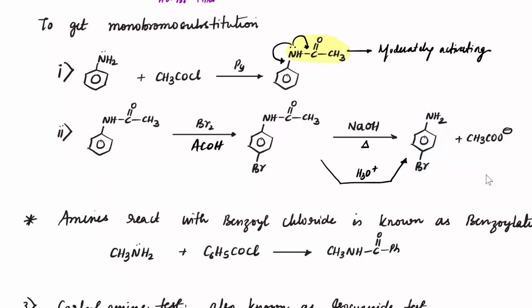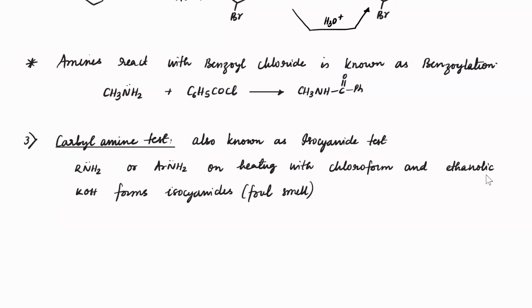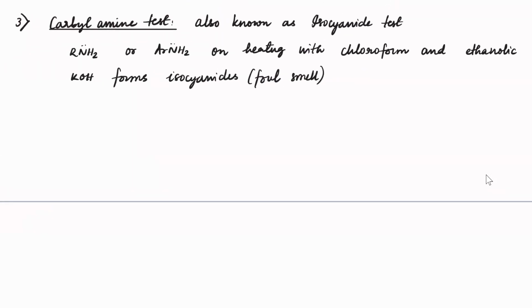Next, when amines react with benzoyl chloride, it is called benzoylation. You can see the lone pair attacking the C double bond O, releasing Cl, so you get a benzoyl substitution. That's why it is called benzoylation. Next, the third reaction is about the carbylamine test. I'm rushing a bit in the first reactions because those are all repeated ones. We have discussed this multiple times.